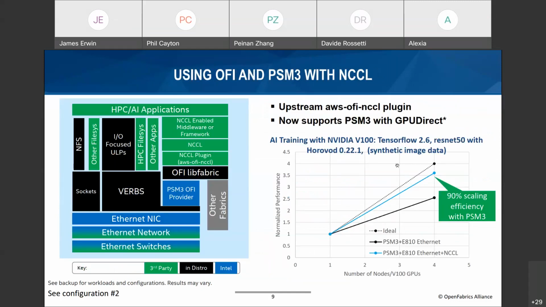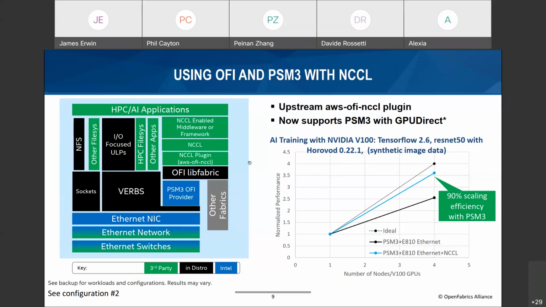This slide shows our recent enhancements with incorporating PSM3 with NCCL. We do take advantage of the AWS OFI NCCL plugin. It now supports PSM3 with GPU Direct. There have been a few commits over the recent few months which help enable this technology over PSM3 with Ethernet.